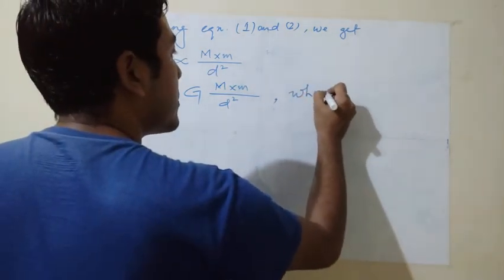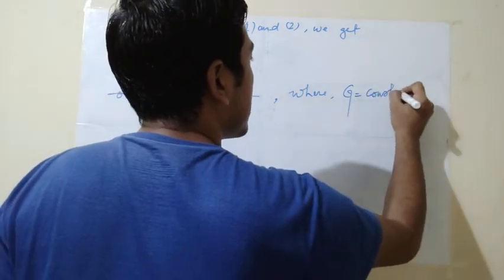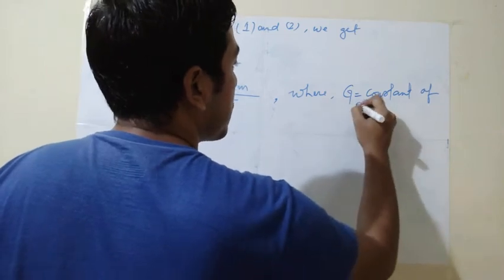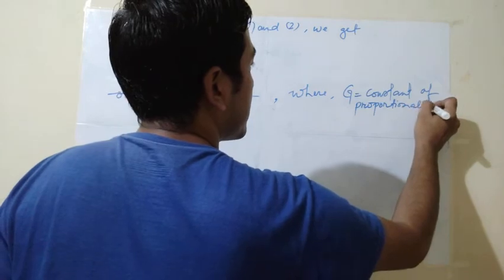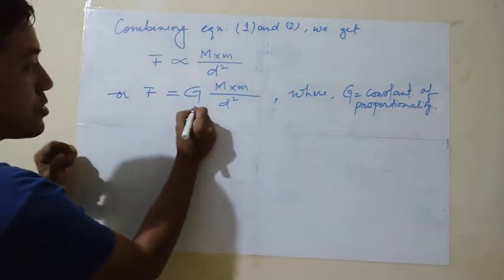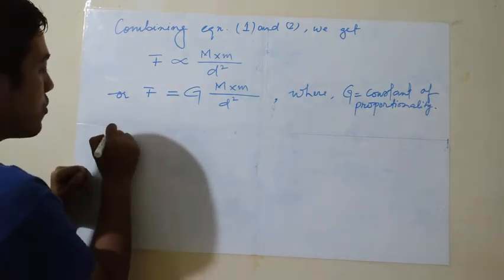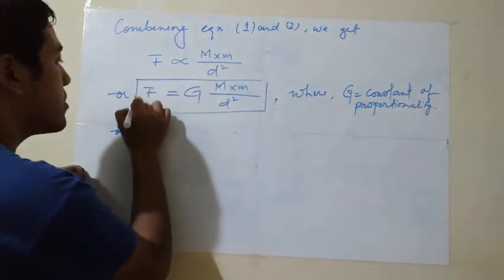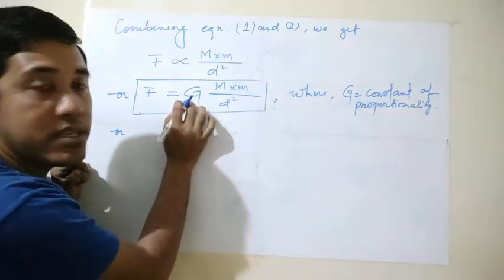where G is equal to constant of proportionality, right? Okay, then we want to find out the value of this G, right? This is one of the most important lessons, okay? And if we want to find out the value of G, then what?